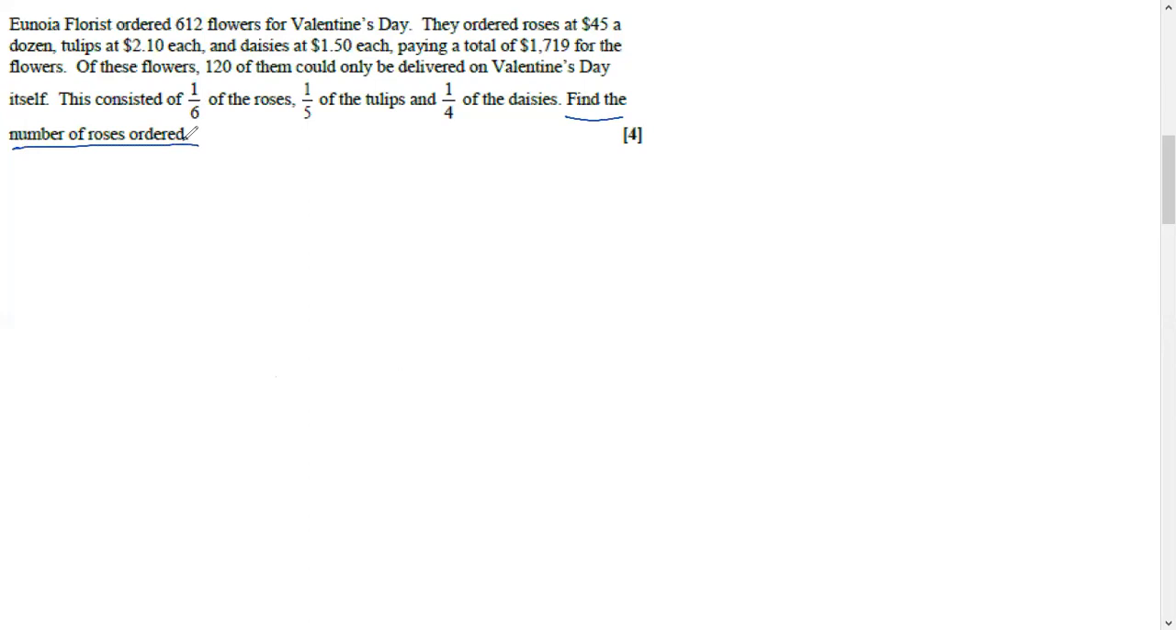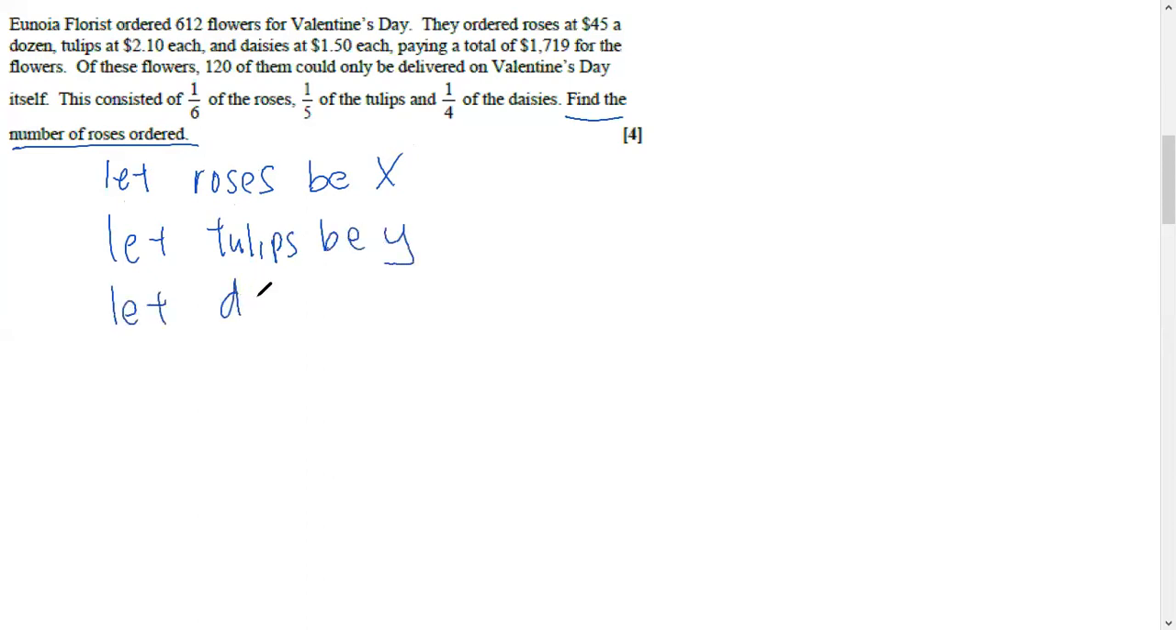So over here, what we have is 3 types of flowers. In this case, we need to let the first thing again, we let the unknowns be the algebra. Let the number of roses be X. Let the number of tulips be Y. Let the number of daisies be Z. So again, first step, always let the unknowns be x, y, z.